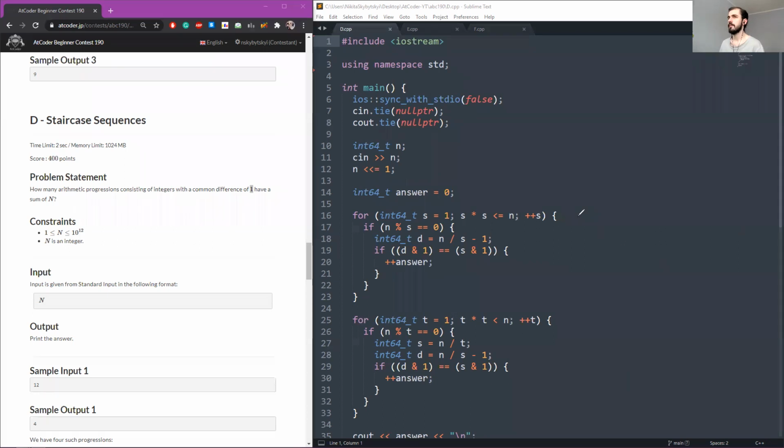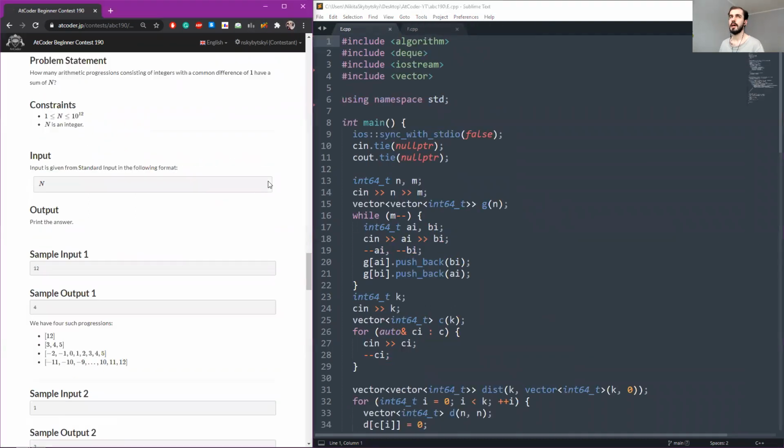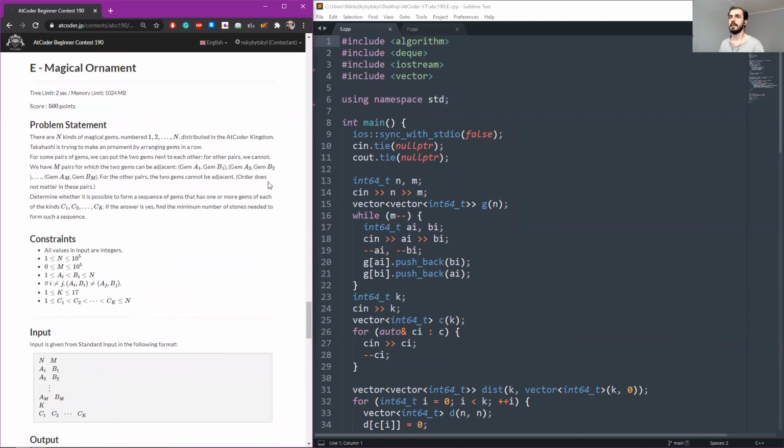That's exactly what I do. I was actually thinking that I'm doing pretty well up to that point. And we had a magical ornament. And I still was thinking that we're doing pretty well. Let me explain what was going on here.